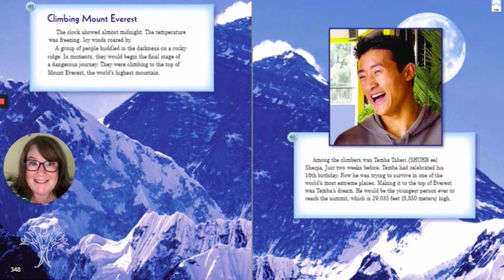Among the climbers was Tembas Sherpa. Just 2 weeks before, Tembas had celebrated his 16th birthday. Now he was trying to survive in one of the world's most extreme places. Making it to the top of Everest was Tembas' dream. He would be the youngest person ever to reach the summit, which is 29,035 feet high.